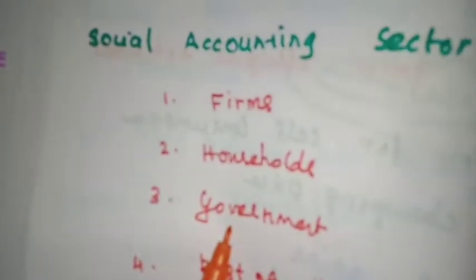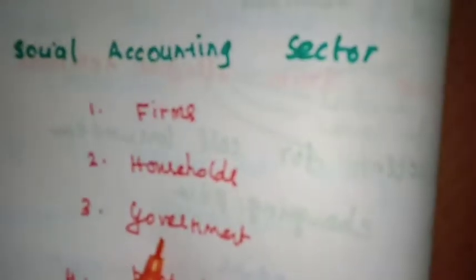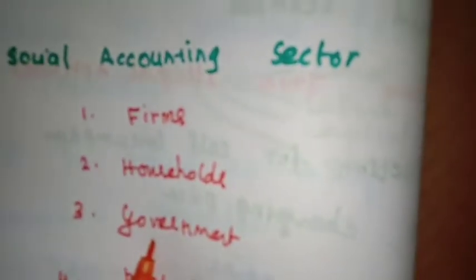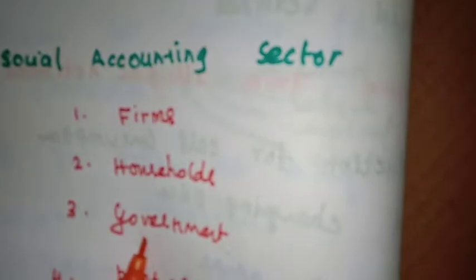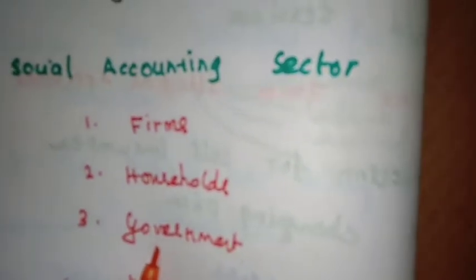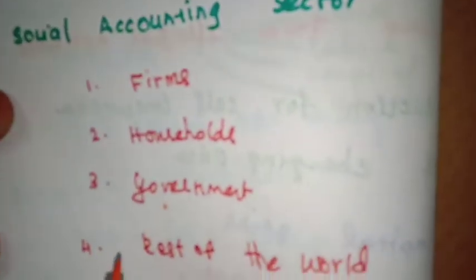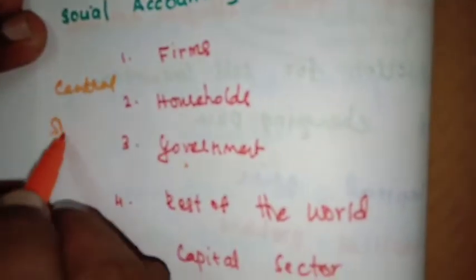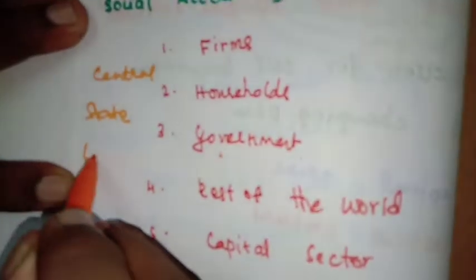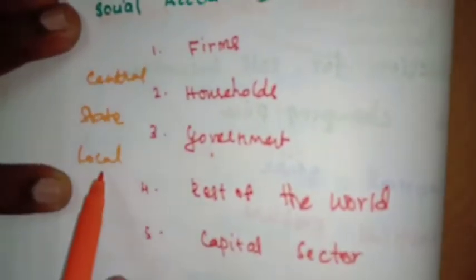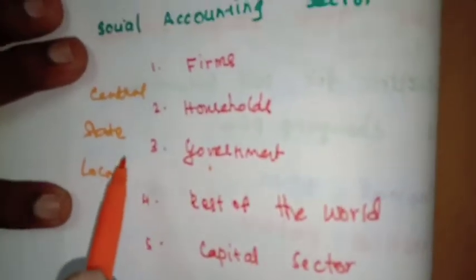And next we will move to the government sector. The government sector refers to the economic transactions of public bodies at all levels: central government, state government and local government. It is known as the hierarchy system of government followed in India. For example, central government, state government and local government. So this three-tier system is known as the hierarchy system.